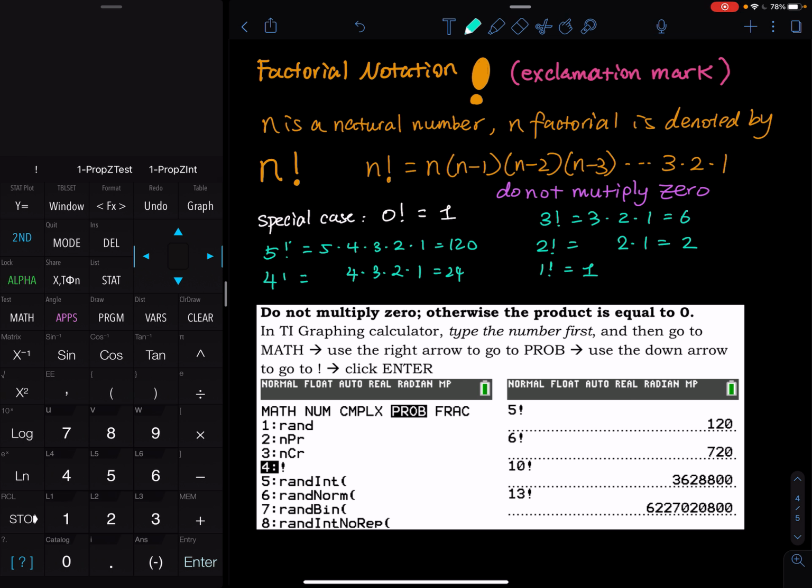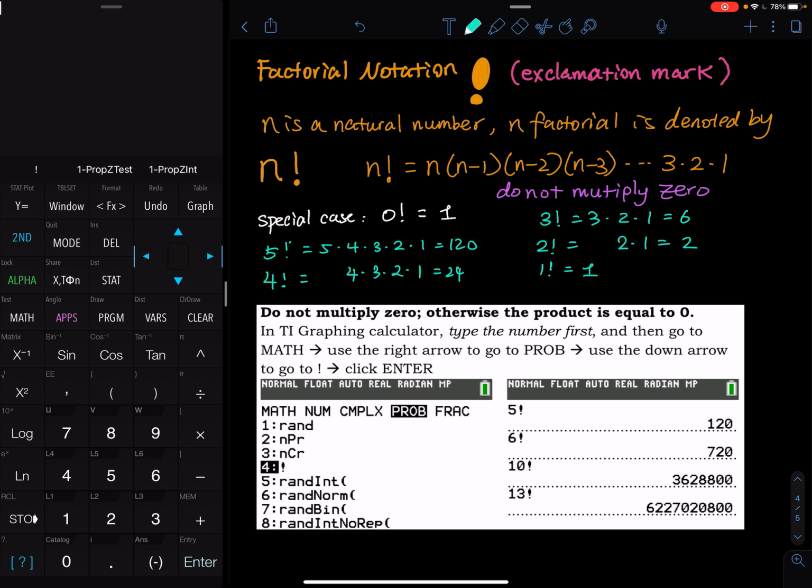So 5 factorial is 5 times 4 times 3 times 2 times 1. 4 factorial is 4 times 3 times 2 times 1. 3 factorial is 3 times 2 times 1. 2 factorial is 2 times 1. 1 factorial is just 1 itself.